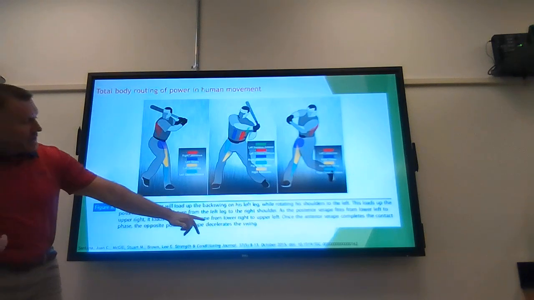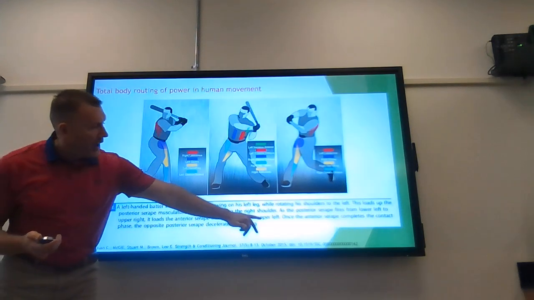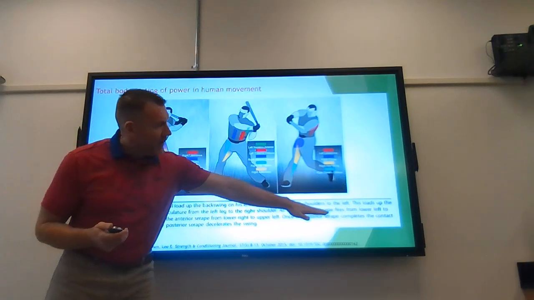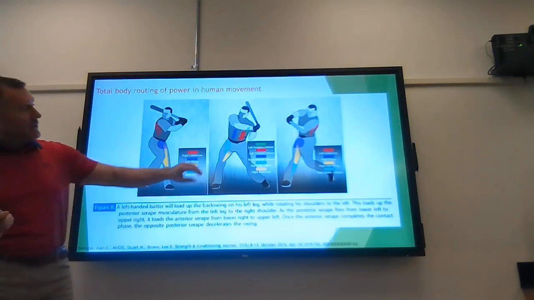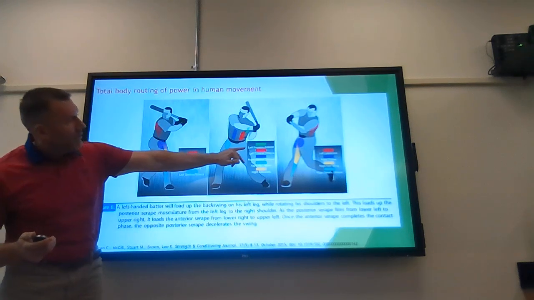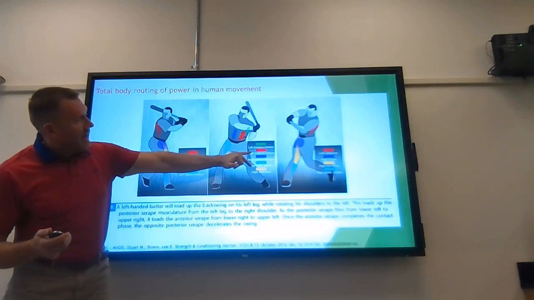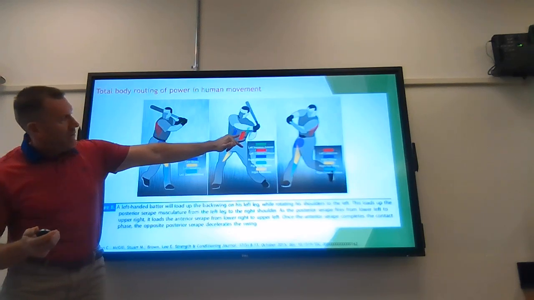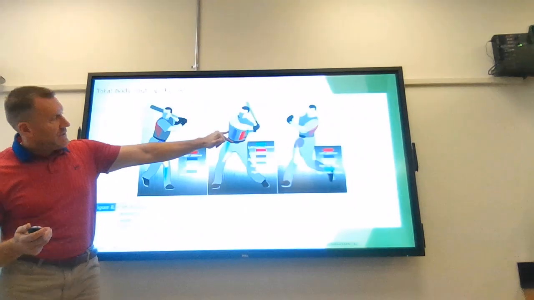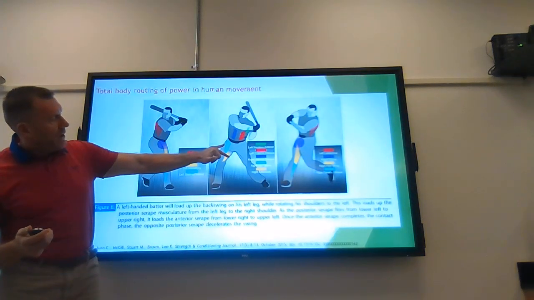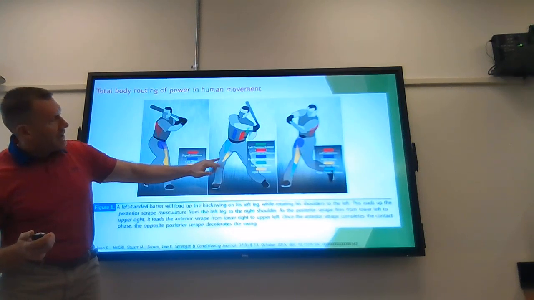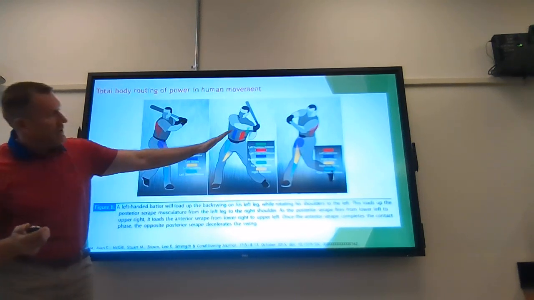It loads the anterior serape from the lower right to the upper left. Once the anterior serape completes contact, we're getting ready for the swing here. So the left serratus is connected with the left external obliques, right external obliques, right hip flexors, and then right adductors. So we're just following that anterior serape.